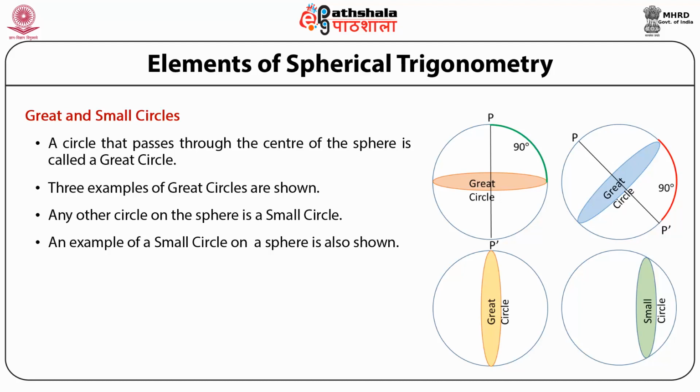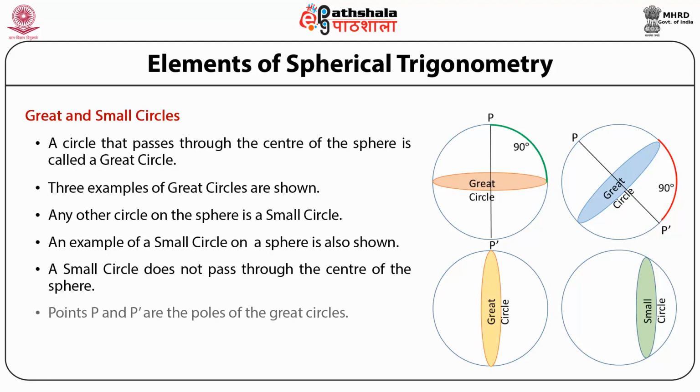A line perpendicular to the great circle passing through the center of a sphere meets the sphere at 2 points. These 2 points are called the poles of that great circle. In this picture also we have shown points P and P prime, which are the poles of the great circles.